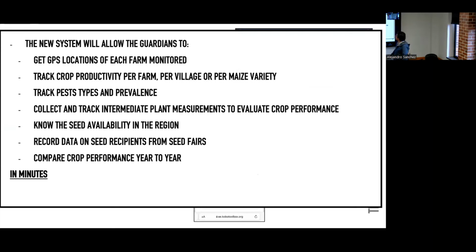So the new system will allow the guardians to get GPS locations of each farm monitored, track crop productivity per farm, per village, or per maize variety, track pests, types, and prevalence, collect and track intermediate plant measurements to evaluate crop performance, know the seed availability in the region, record data on seed recipients from seed fairs, and compare crop performance year to year, all of that in minutes. They don't have to take hours and hours and hours.